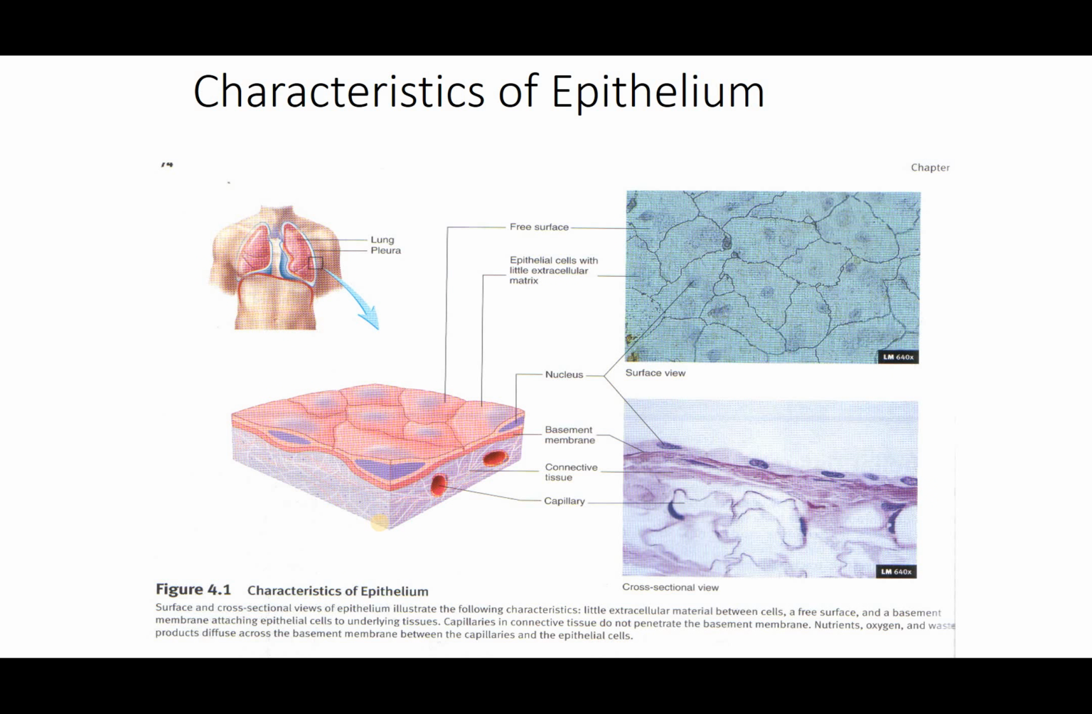As a reminder, this is something we talked about in lab. The thinner the epithelial tissue, its function is going to be more for secretion, absorption, and filtration, and the thicker the epithelial tissue, it's going to be more on the protective side, abrasion resistant, and things in that family.